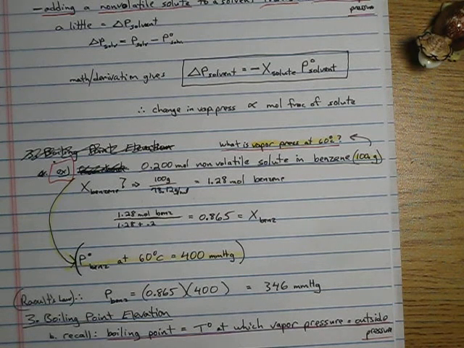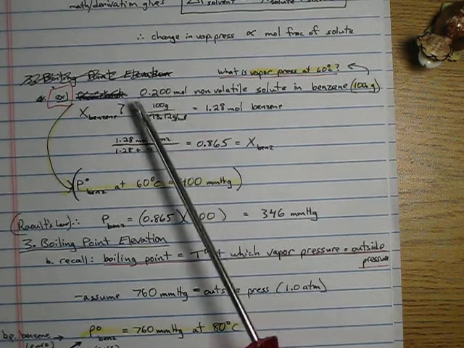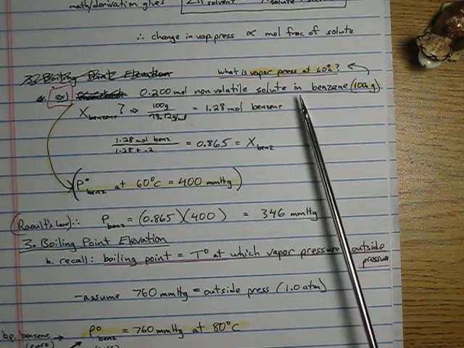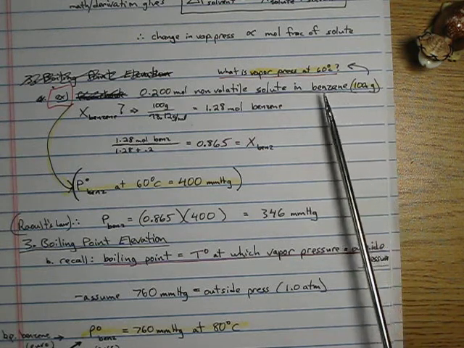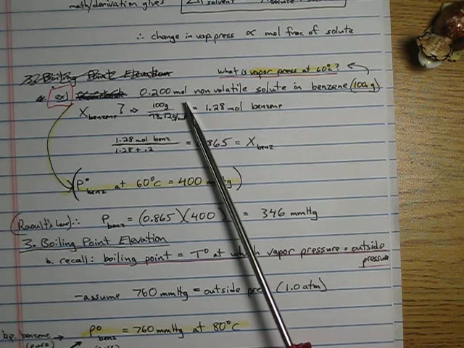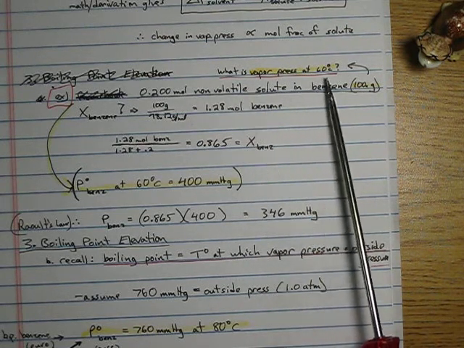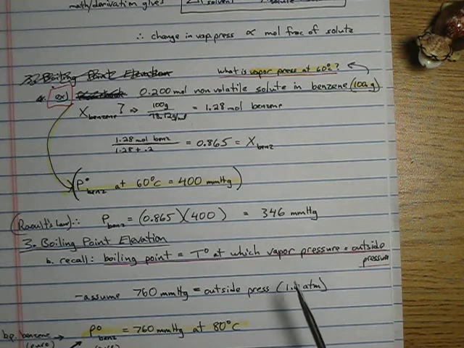Let's do an example here. Let's look at one of these types of problems. So here we have this deal. Say you have 0.2 moles of a non-volatile solute, and you put that into benzene, 100 grams. So you have 100 grams of the liquid benzene. You dissolve in 0.2 moles of a non-volatile solute. Question, what is the vapor pressure at 60 degrees Celsius? All right.